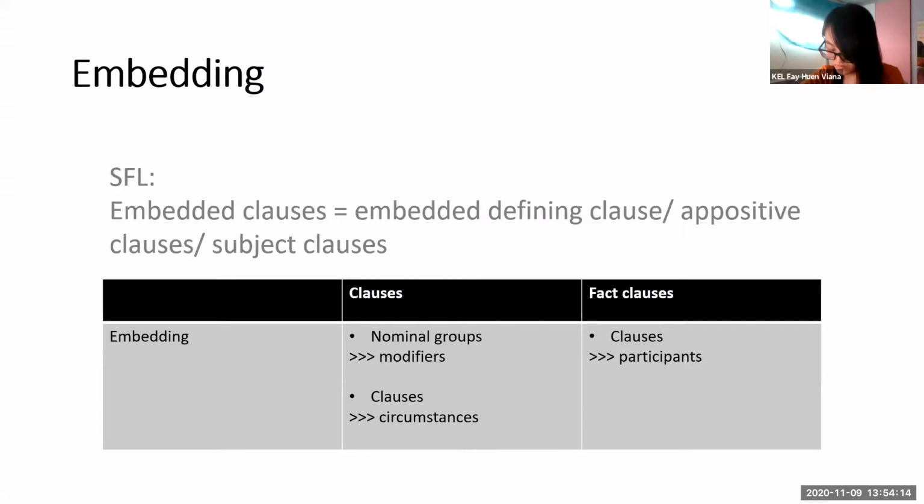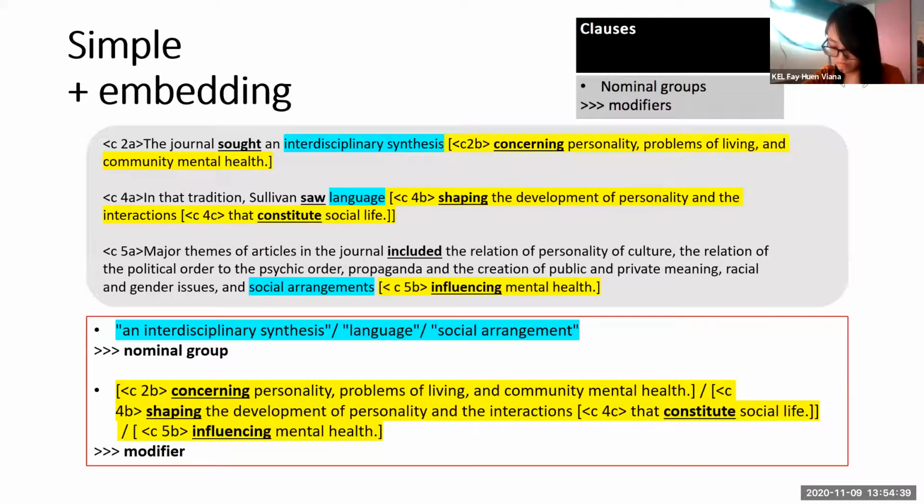According to the SFL, embedded clauses refer to the embedded defining clause, the positive clause, the subject clause, etc. Different clauses have their corresponding embeddings. For example, clauses recognizing the embedding in nominal groups as modifiers. They also recognize circumstances as embedded in clauses. For fact clauses, they will recognize the participant as the embedding in clauses. We have mentioned before that clauses recognizing the embedding in nominal groups as modifiers.